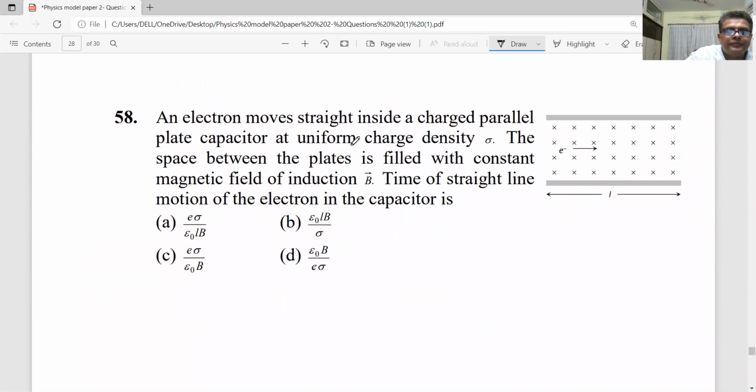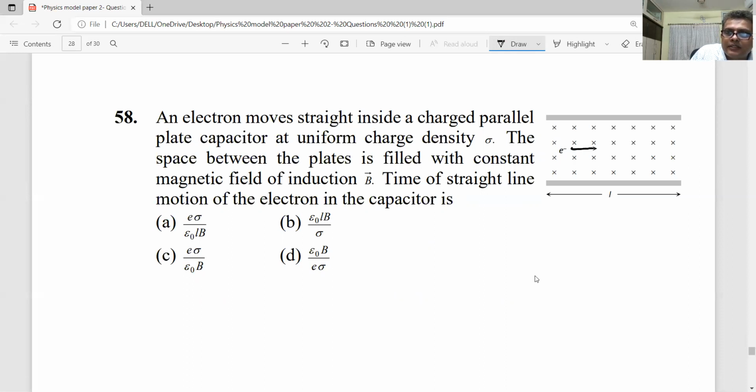Question number 58. An electron moves straight inside a charged parallel plate capacitor at uniform charge density sigma. The space between the plates is filled with a constant magnetic field induction B vector. The time of straight line motion of the electron in the capacitor is?